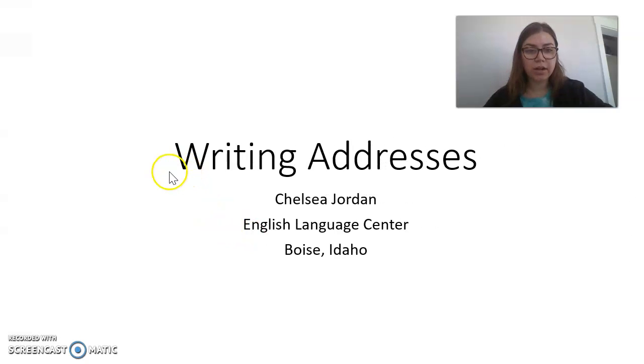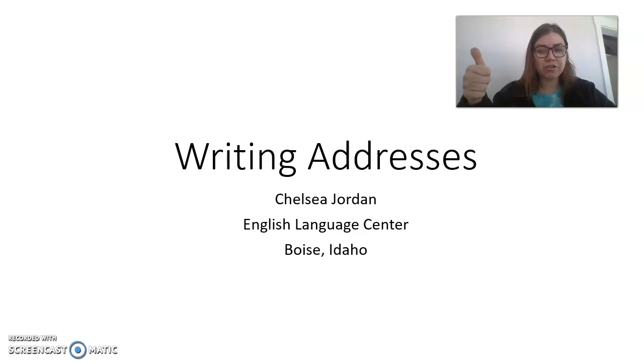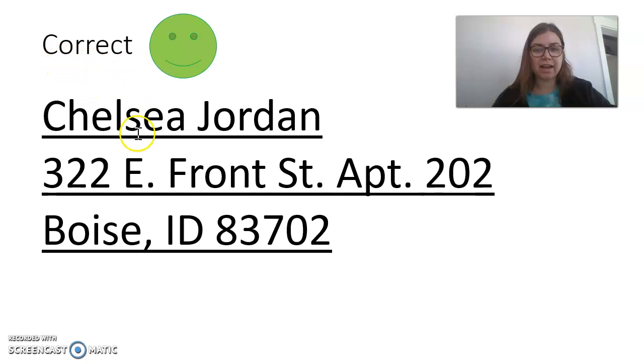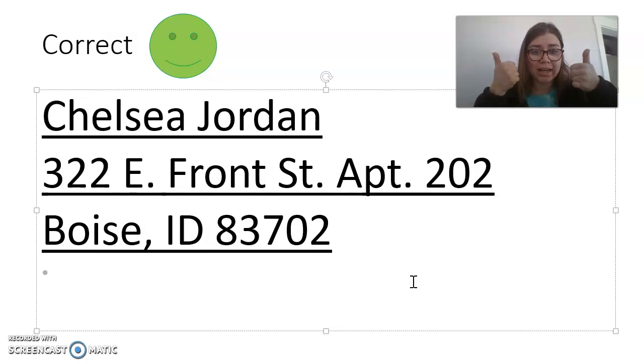Okay, everyone, let's learn a little bit more about writing addresses, the correct way to write addresses and the incorrect way to write addresses. Okay, so first let's look at a correct address. Here's a correct address: Chelsea Jordan, 322 East Front Street, apartment 202, Boise, Idaho 83702. So this is the correct way to write an address, but there are some small mistakes you can make that will make it incorrect. Let's look at some of those mistakes.